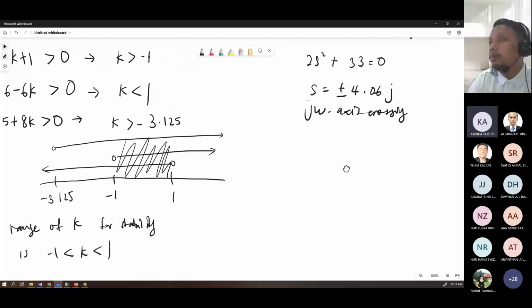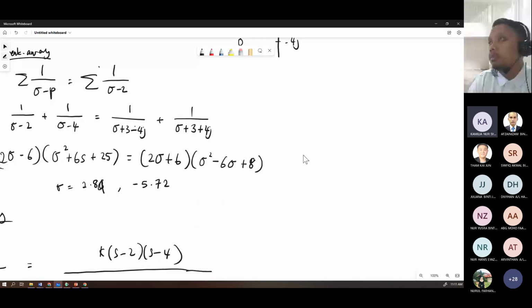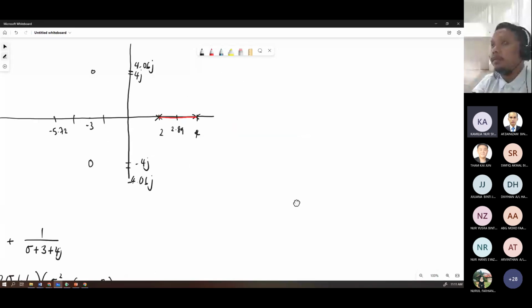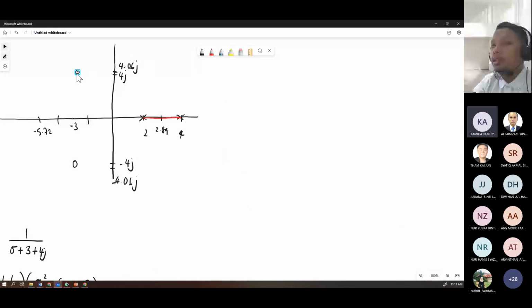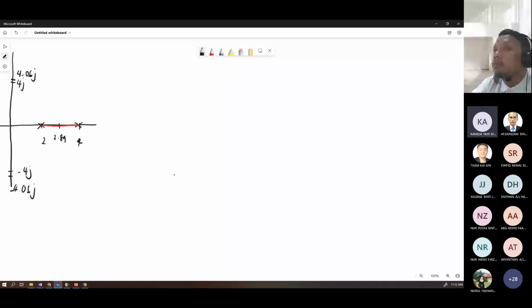Okay, then we can put this value on the S-plane. So it's somewhere here. Minus 4.06, 4.06. Okay, now lastly, we need to find the angle of arrival. Okay, because we have complex zero, then we only have angle of arrival. Okay, so let's do it.